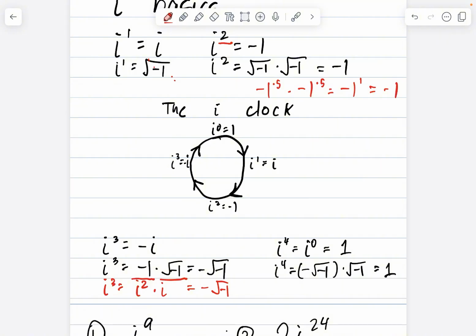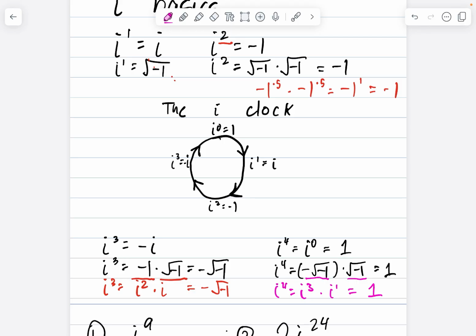All right, now let's take a look at i to the 4. I'm going to change it to magenta. i to the 4, we can think of as i to the 3, which I have here, times i to the 1. Again, I get negative square root of -1 times square root of -1. And if you work out all the math, you're just going to get back 1.